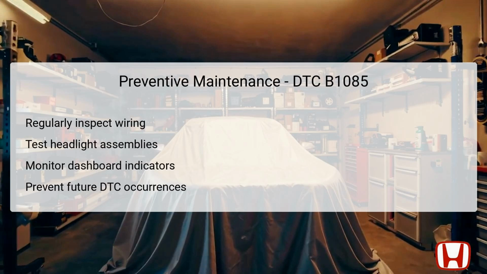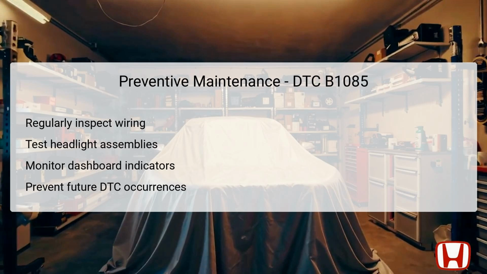Preventive maintenance is a pivotal aspect of ensuring that DTC B1085 and similar issues do not recur in the future. Regularly inspecting wiring for signs of wear, fraying, or corrosion can help catch issues before they cause significant failures. Technicians should also make it a routine practice to test the headlight assemblies over time, as bulbs do have a lifespan and can fail randomly.